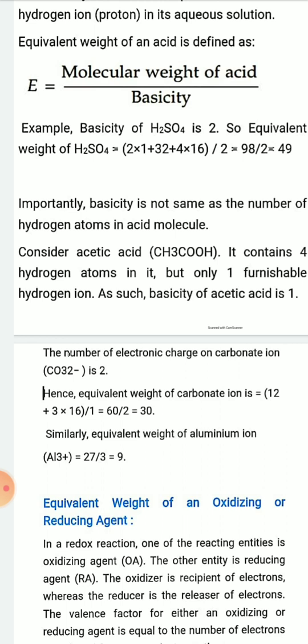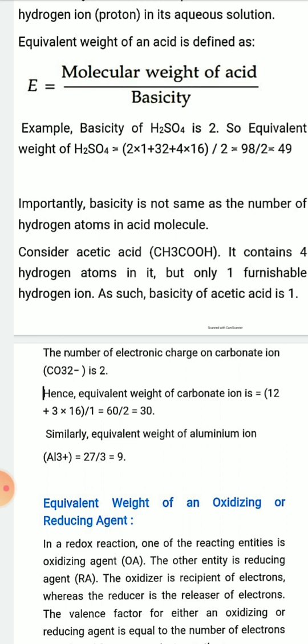Acidity of a base is the number of OH minus ions present in the base. For example, calcium hydroxide, Ca(OH)2, contains 2 OH minus ions. So the equivalent weight of calcium hydroxide will be the molecular weight of calcium hydroxide divided by 2, because calcium hydroxide contains 2 OH minus ions. So the acidity of calcium hydroxide will be 2. Okay, similar equation. In case of bases, you have to replace the basicity with acidity.